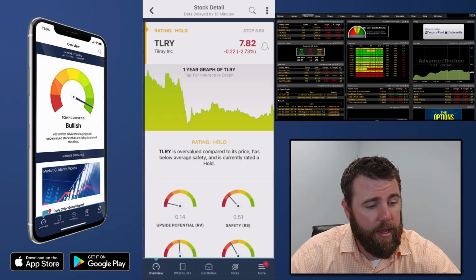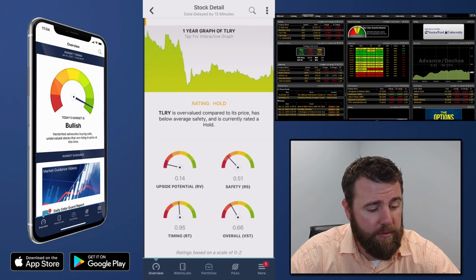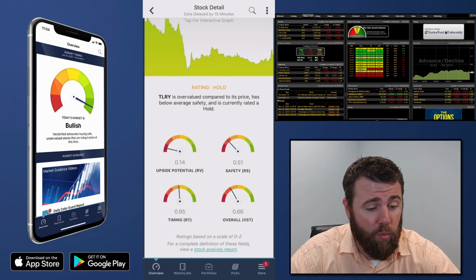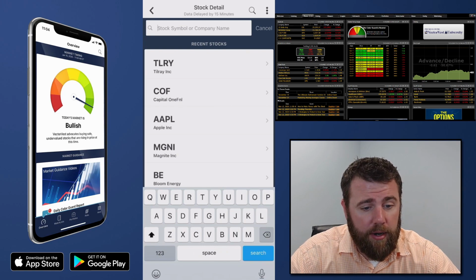TLRY. And we'll do a couple more here for today. So Tilray, poor long-term potential, a lot of risk associated with this stock. Timing is still below 1, telling us it's in a steady decline. Therefore, still not favorable right now. All right, let's see.